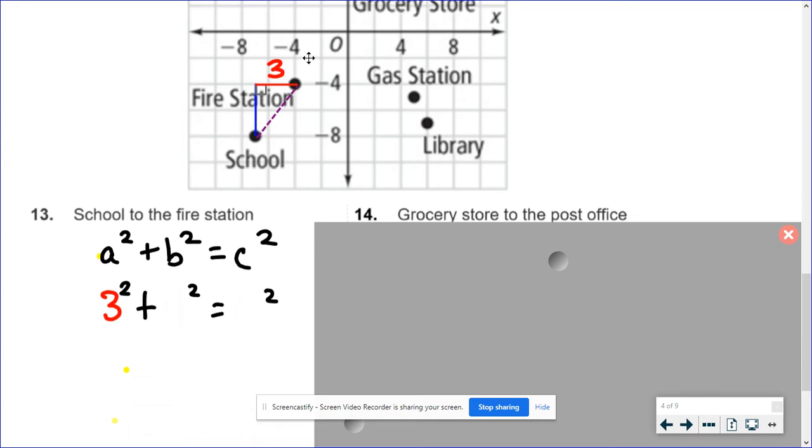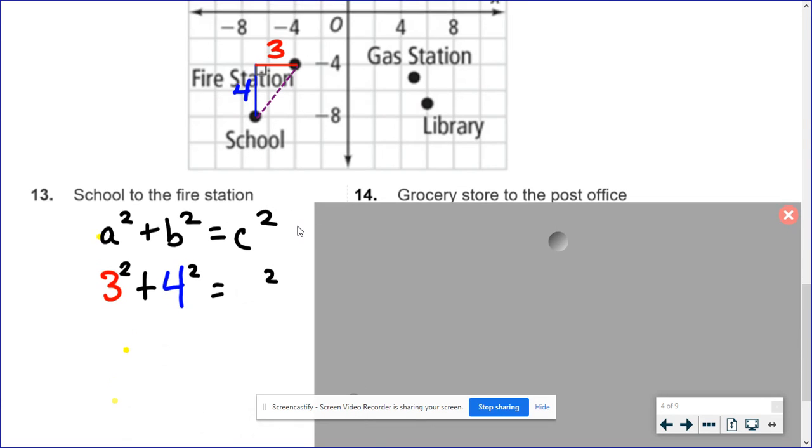Now, you have to be very careful. Where'd this 3 come from? If you look at the scale, the scale does not go by fours. What's halfway between 0 and 4? That would be 2, 2, 4, 6, 8, -2, -4, -6, -8. So if every box counts as 2, 1, 2, 3. Now to go down and find the blue length, 1, 2, 3, 4.